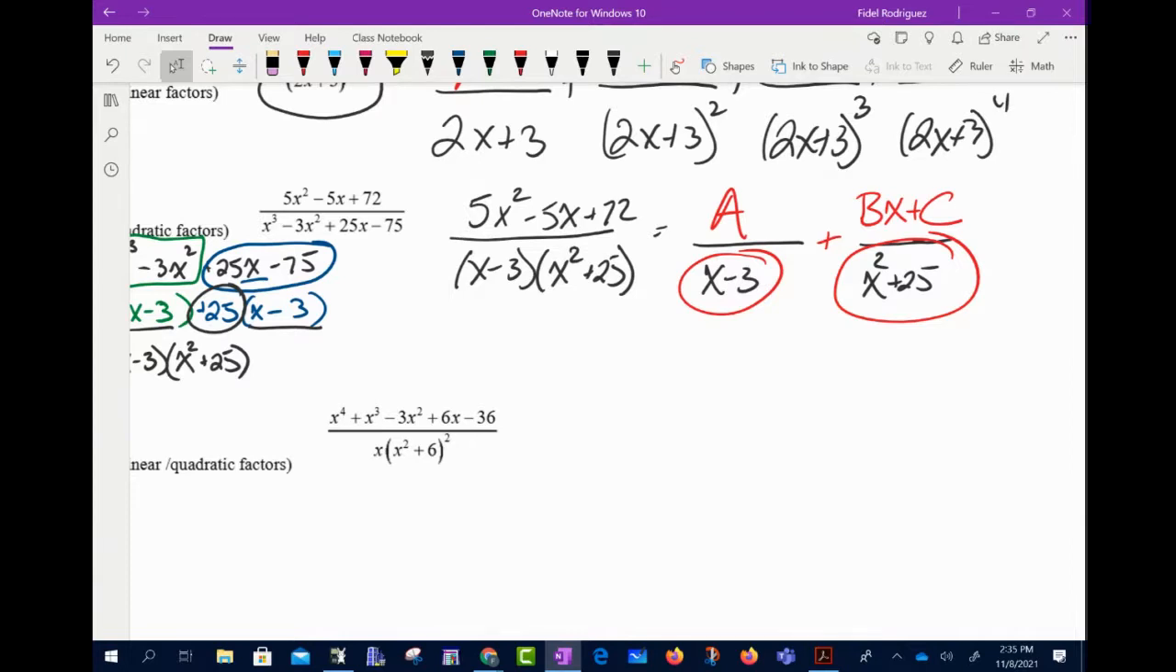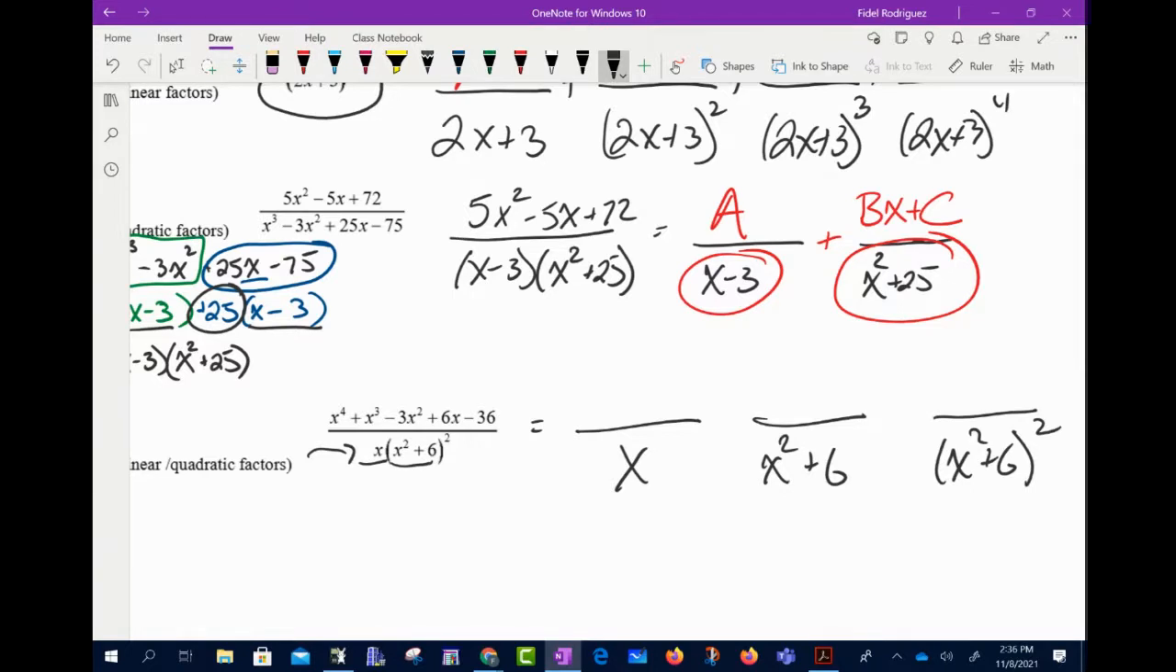So we have x to the fourth plus x to the third minus 3x squared plus 6x minus 36 all over x times x squared plus 6, being squared. The difference in this problem, y'all, and the one we did before, is that the denominator here is already factored for me. First thing I want you to notice, we have a factor of x. There's my first denominator. We have a factor of x squared plus 6. There's my second denominator. But because the whole thing is being squared, remember, that means there's two of them. So I'm going to have one more of x squared plus 6, all being squared.